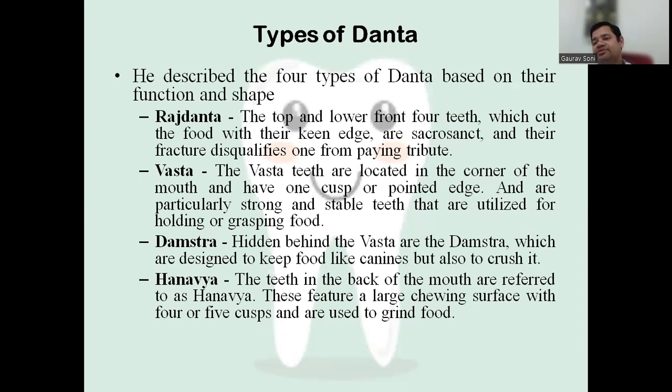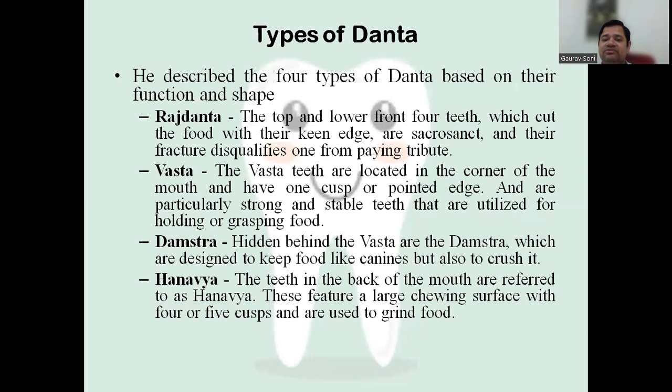Then we come to the types of teeth. So basically there are four types of teeth according to function and shape. First one is Rajdanta, the top and lower front four teeth, which cut the food with their keen edge and are sacrosanct, and their fracture disqualifies one from paying tribute to the Purvaja, or the elders, while doing the fire. Then is Vasta. Vasta is the corner one of the mouth, having one cusp with a pointed edge, and is particularly strong and stable, which is utilized for holding or grasping of the food.